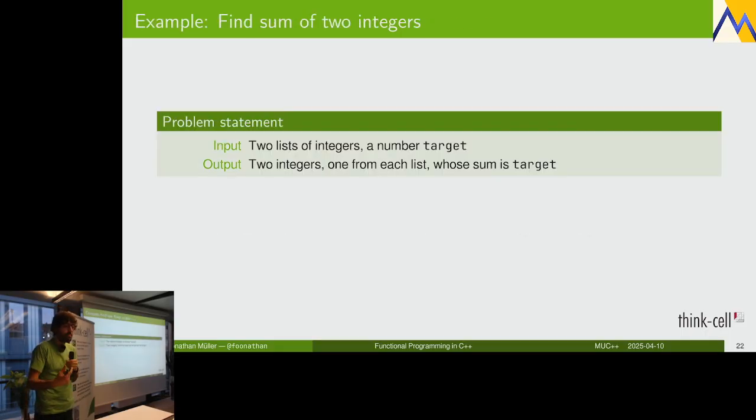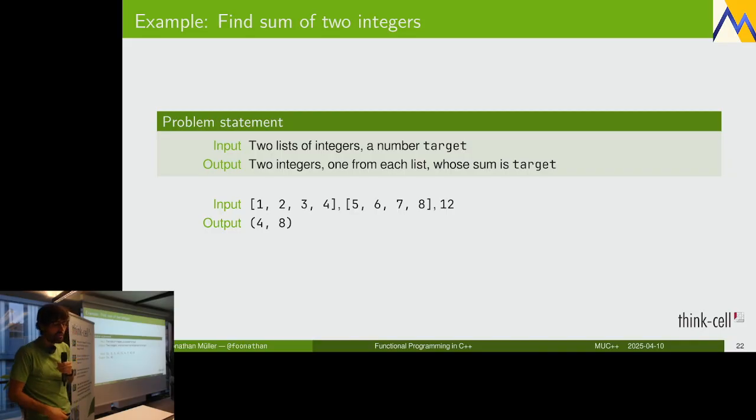Now for the second problem, we have two lists and a target number. The output should be two integers, one from each list, whose sum is the target. So if these are our two lists and the target is 12, then the output is the pair 4, 8, because 4 plus 8 equals 12.